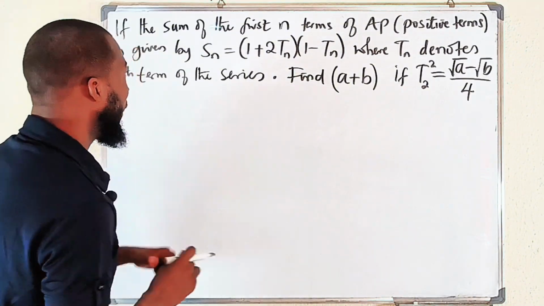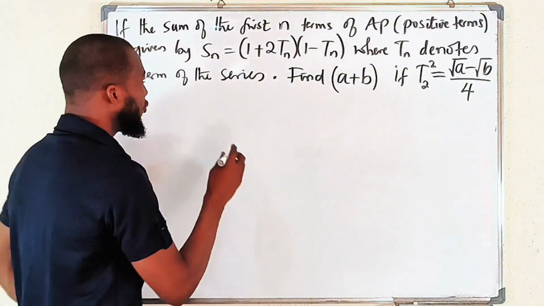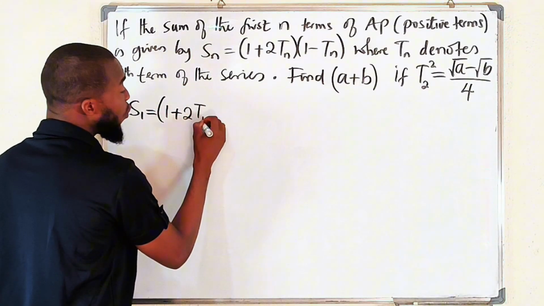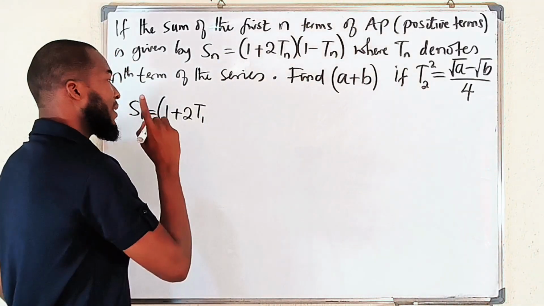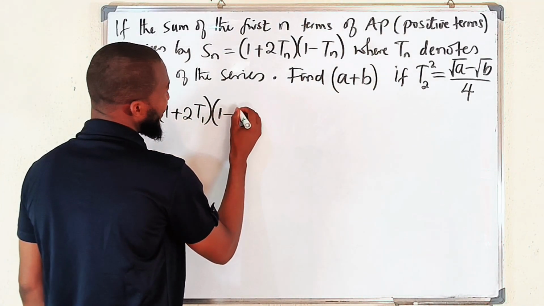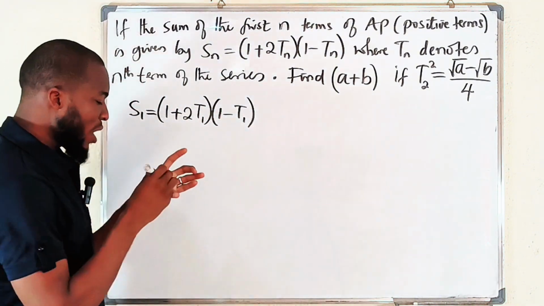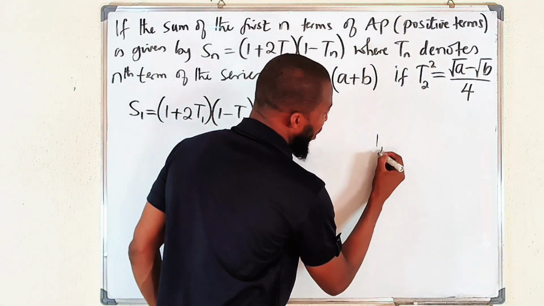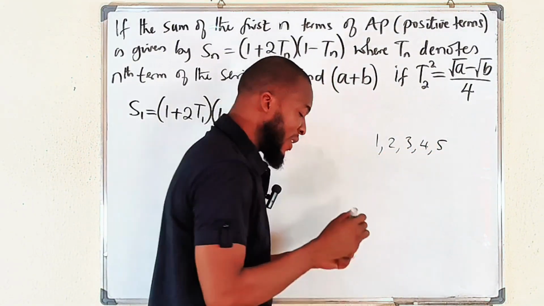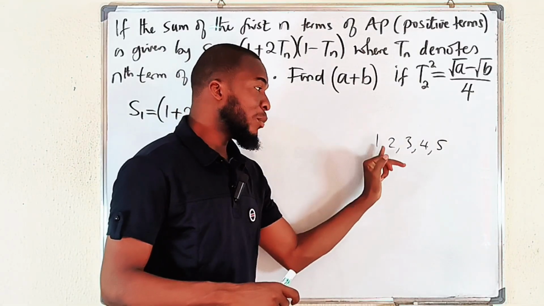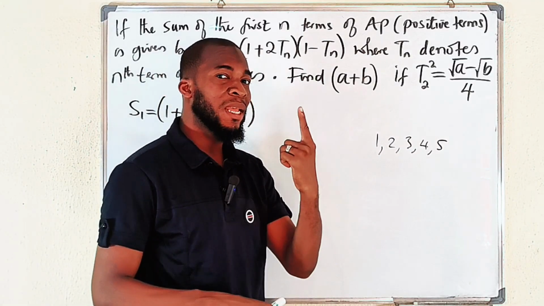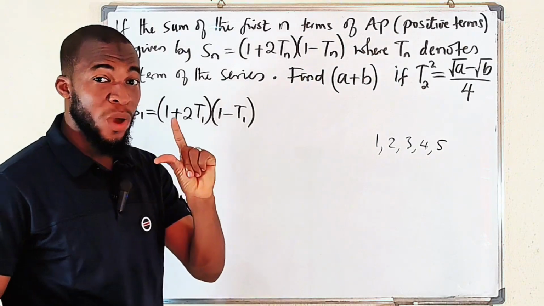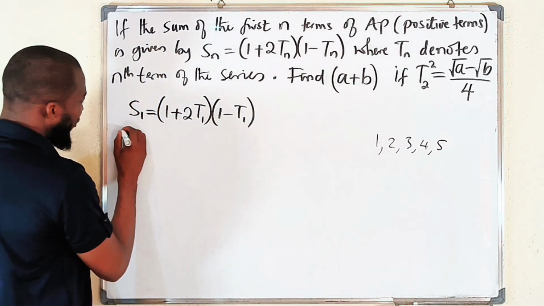Let's start with S1, that is when n equals 1. We have S1 to be (1 plus 2 times t1) multiplied by (1 minus t1), where we are replacing n with 1. But you should know that S1 means the sum of only the first term. Assuming you have 1, 2, 3, 4, 5, if you are asked to find S2, it means the first term plus the second term. But if they ask you to find S1, the sum of only the first term, it means that S1 is equivalent to T1. T1 means term number 1. So we can confidently replace S1 with T1.